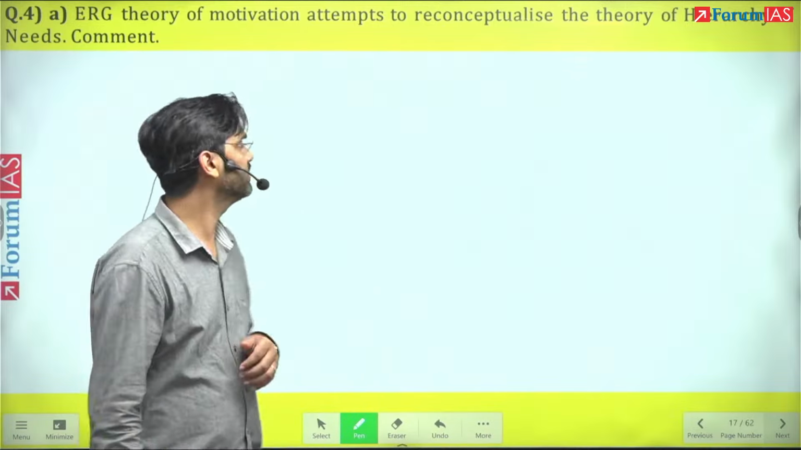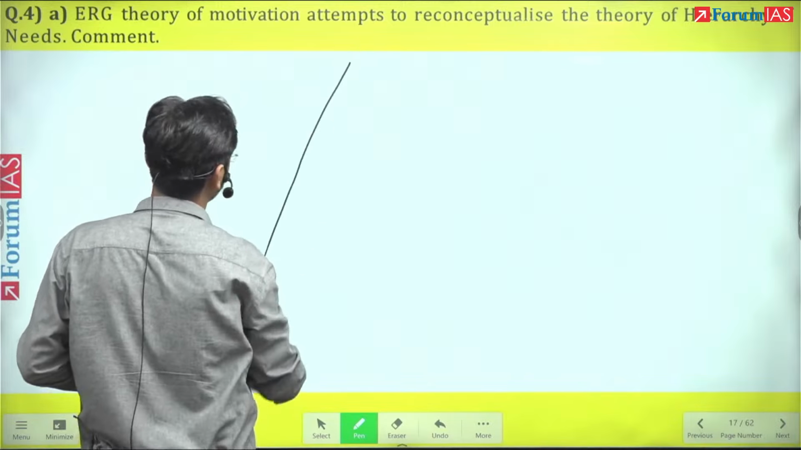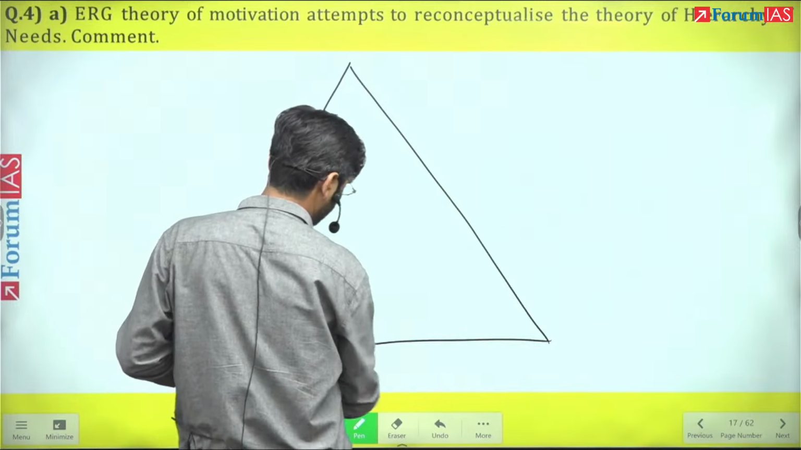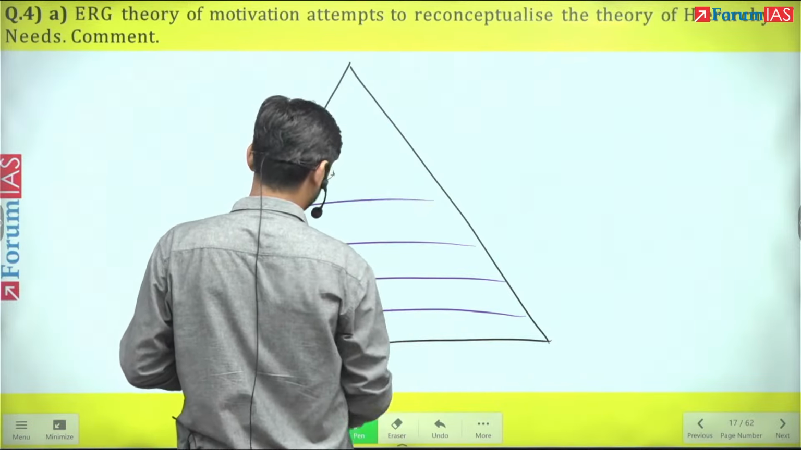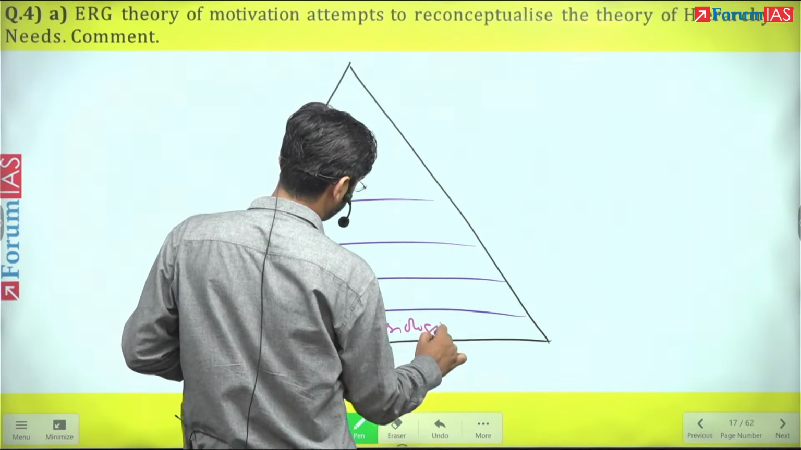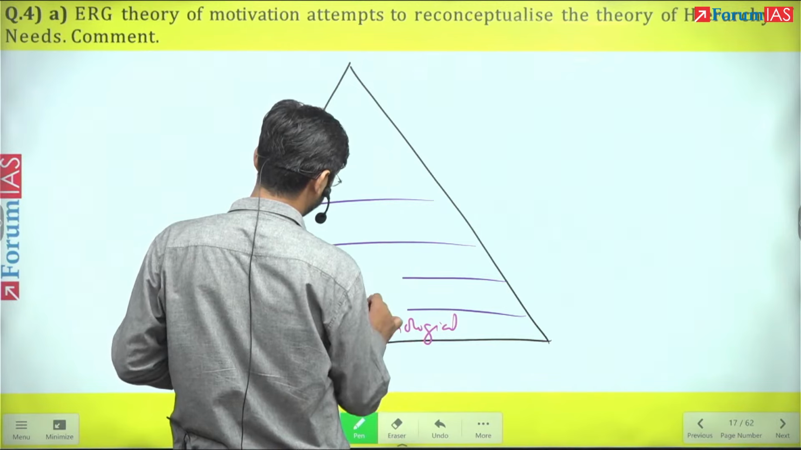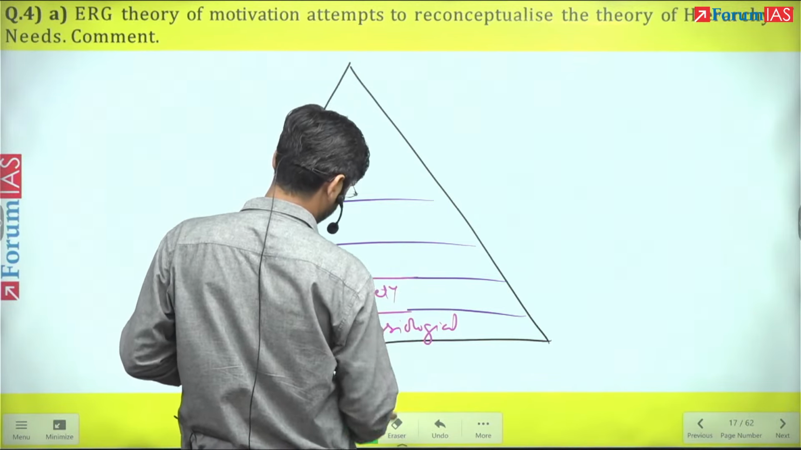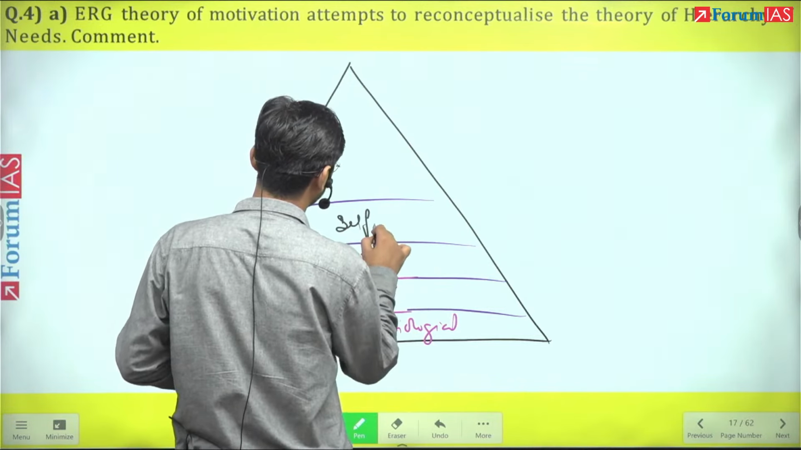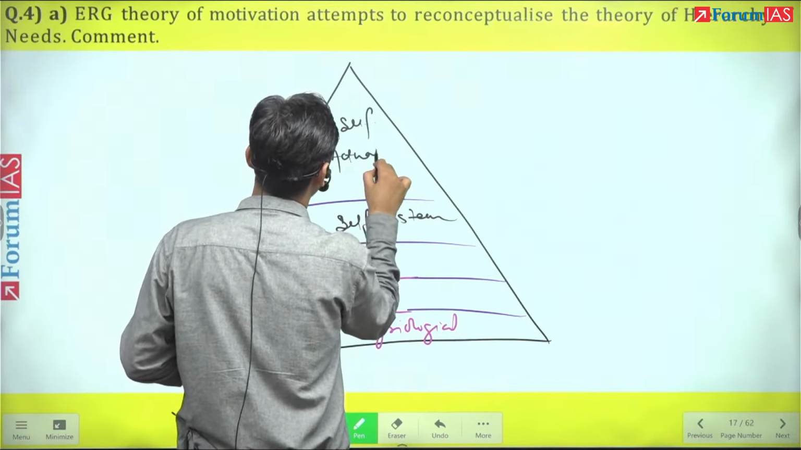ERG theory of motivation attempts to reconceptualize the theory of hierarchy of needs, one of the simplest questions asked in the exam. Okay, so you have physiological need, then you have safety need, then you have social need, then you have self-esteem, then you have self-actualization.